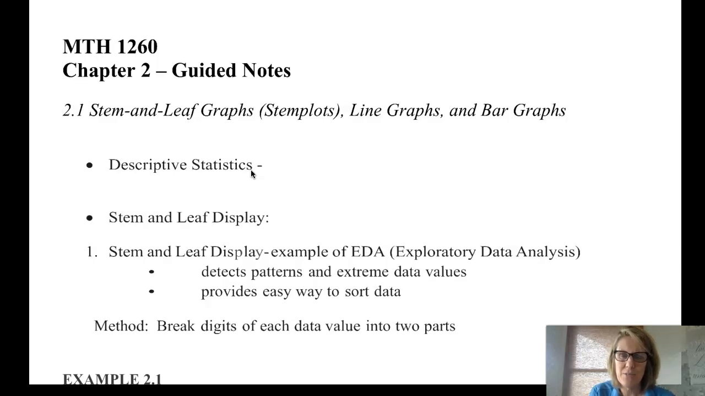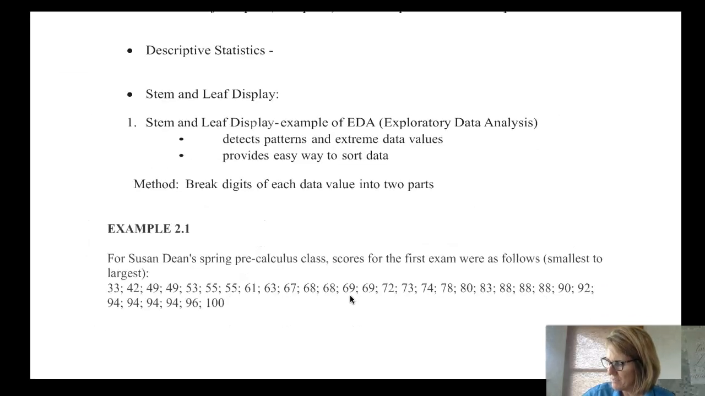We're going to do different types of graphs, and we're going to calculate different summary measures, some measures of center, some measures of variation. So the first graph we're going to look at is called a stem and leaf display. The stem and leaf display comes from what's called exploratory data analysis. And what the stem and leaf display will do is detect patterns and extreme data values, and it really does provide an easy way to sort our data. So we want to look at how to do the stem and leaf display.